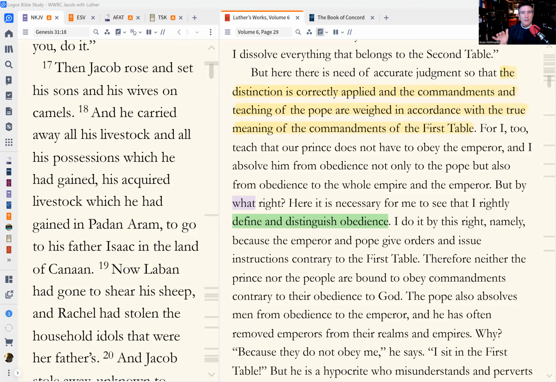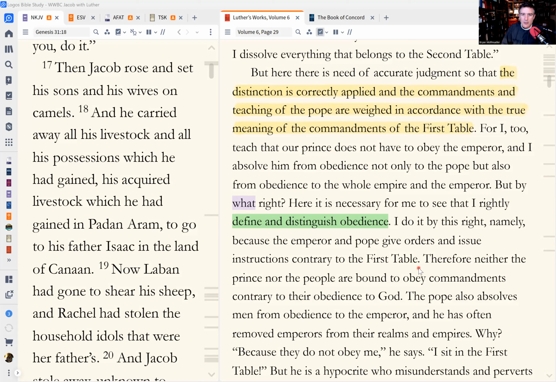And so it was right, for example, for the prince to steal Luther away. That was a breaking of the fourth commandment, but it was in obedience to God. So I teach our prince does not have to obey the emperor, and I absolve him from obedience, not only to the Pope, but also from obedience to the whole empire and the emperor. By what right? Here it's necessary for me to see that I rightly define and distinguish obedience. That's the point. We have to rightly define and distinguish obedience. I do it by this right, namely, because the emperor and Pope give orders and issue instructions contrary to the first table.